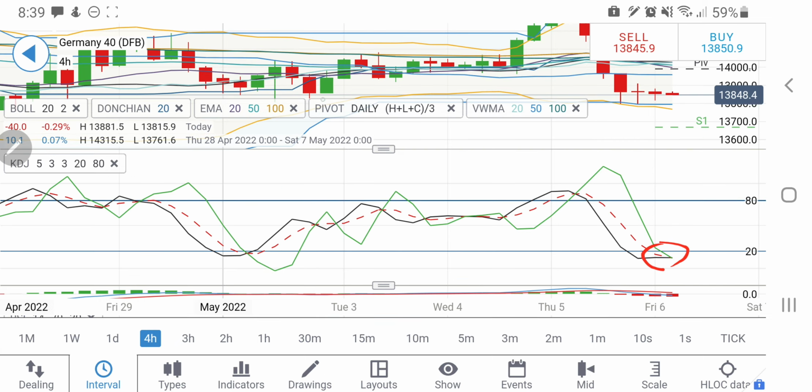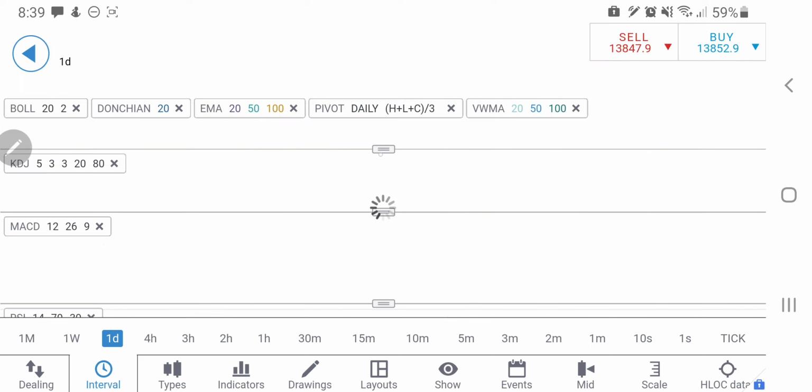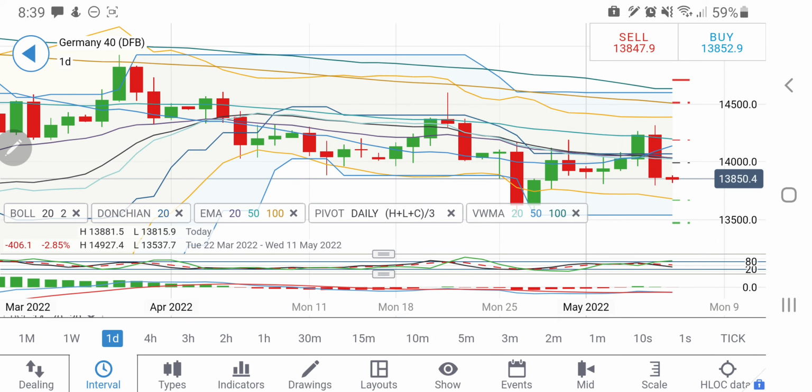It is trying to reverse from here, trying to cross over, trading oversold, and MACD is wide divergent. But this is just the third red candle, fourth red candle. Hence, we can still expect a few further drops. That is what it is showing here.